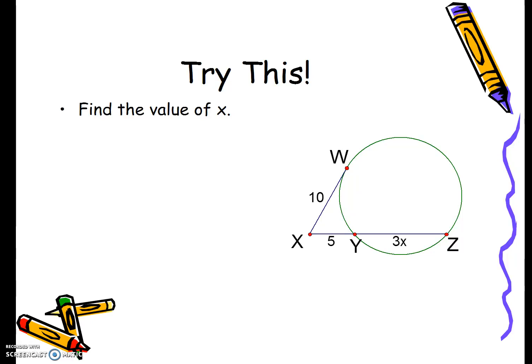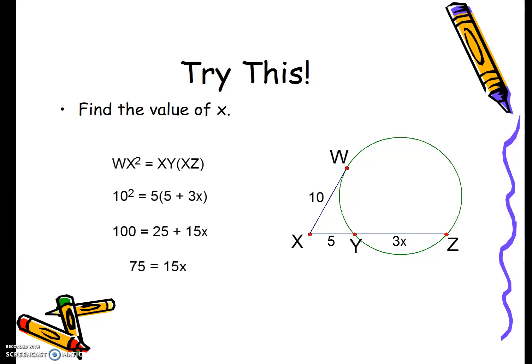Okay, so for this one, we needed to take the 10 and square it. Excuse me, the 10 squared, and then 5 times 5 plus 3x. So in this case, it's not just x, it's 3x. So I'm going to distribute while I square out that 10, subtract, and divide. Hopefully you didn't have too many issues with that one here.